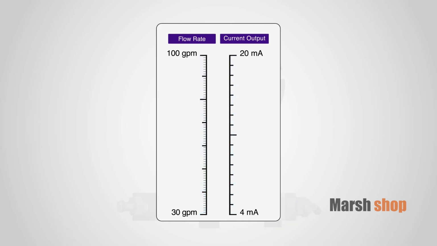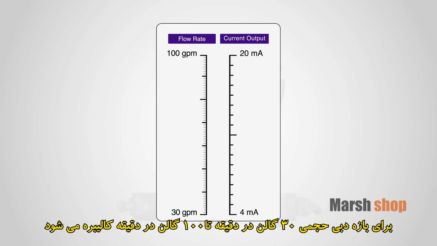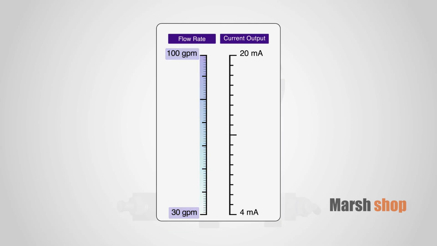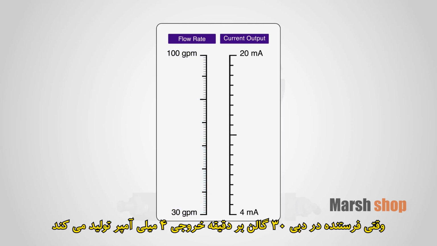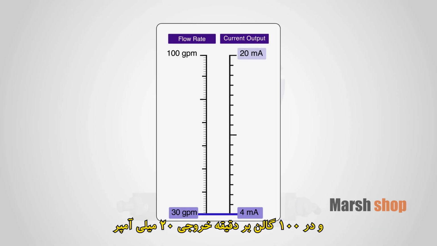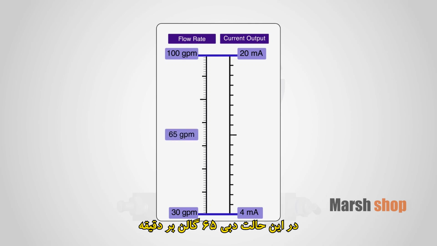For example, a current output type flow transmitter is calibrated for a volumetric flow range of 30 gallons per minute to 100 gallons per minute. When the transmitter produces a current output of 4 milliamps at 30 gallons per minute and a current output of 20 milliamps at 100 gallons per minute, a flow rate of 65 gallons per minute would produce an output of 12 milliamps.